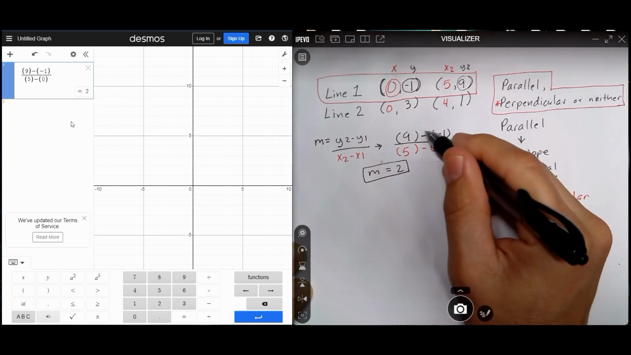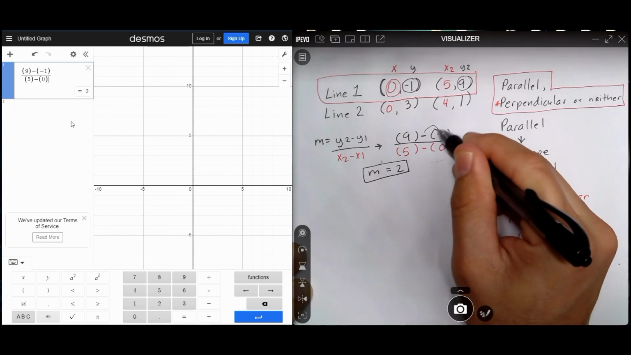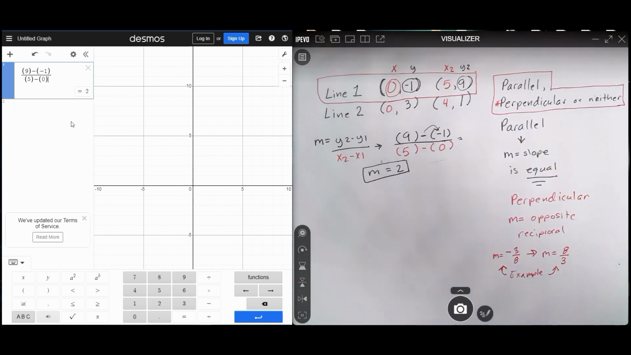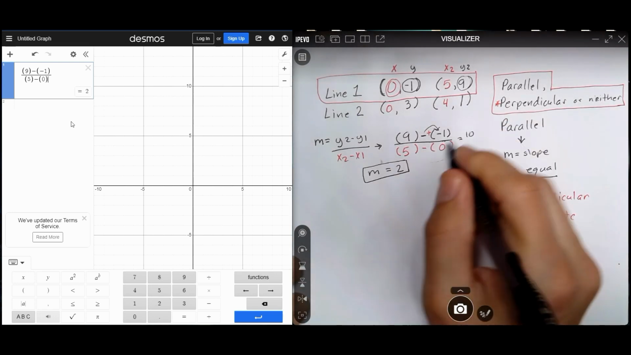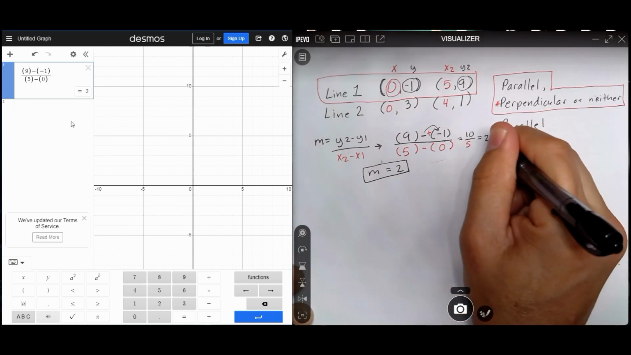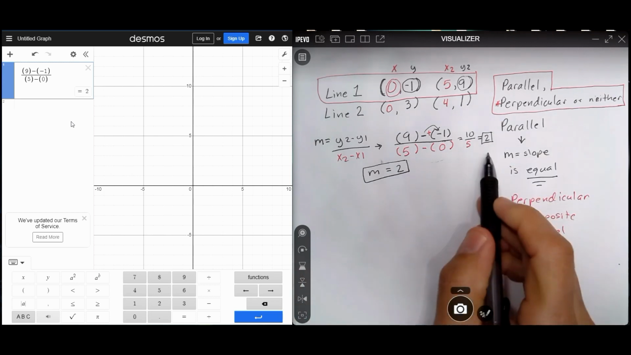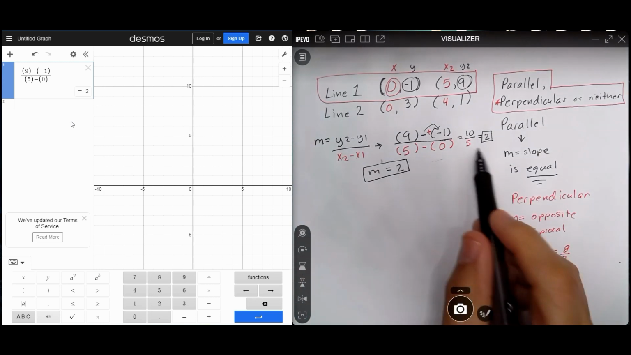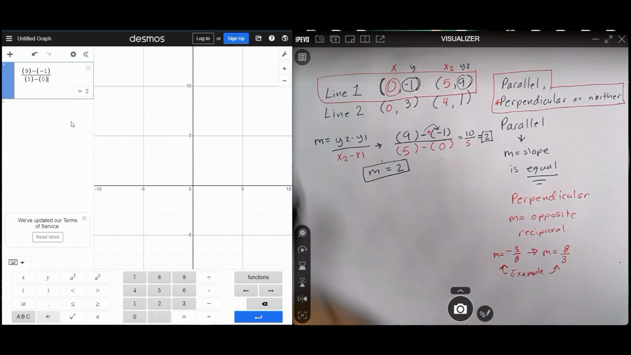And that makes sense, right? If you look at this, if we were to distribute and do this by hand, that would turn into a positive, and we would end up having 9 plus 1, which gives us 10. 5 minus 0 is going to give me 5, and 5 can go into 10 2 times. But notice I did that very easily with the calculator, right? So you could do it by hand or with the calculator. But now let's check the second line.